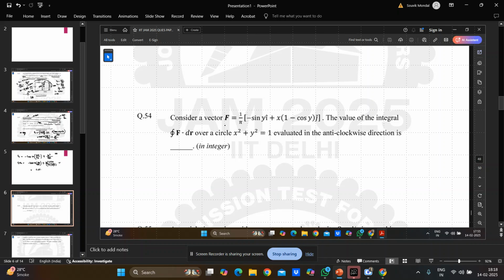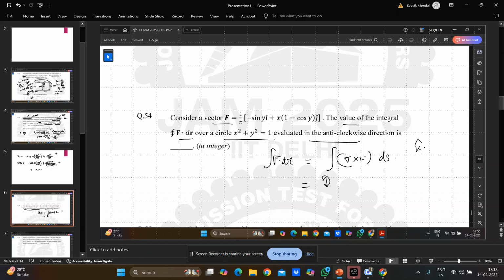So if this F is a vector given to you, and you have to say what is the value of the integral of F dot dr over a circle of this. This can simply be done with Green's theorem. Okay, so F dot dr is equal to simply del cross F dS. So you just have to take the cross product.